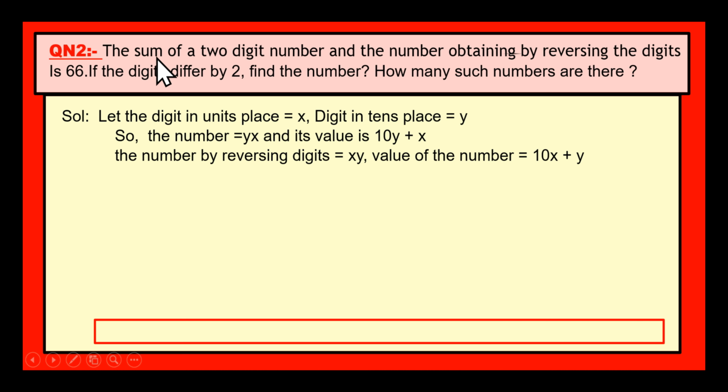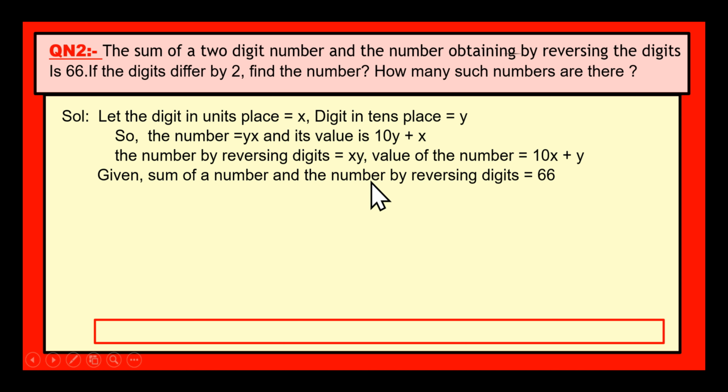Now if you observe the question, it is given that the sum of the number and the number obtained by reversing the digits is 66. That is, we have to add both these numbers. The first number is 10y plus x and the second number is 10x plus y. If we add both the numbers, it should be 66. What is x plus 10x? x plus 10x is 11x. Similarly, 10y plus y is 11y, equal to 66.